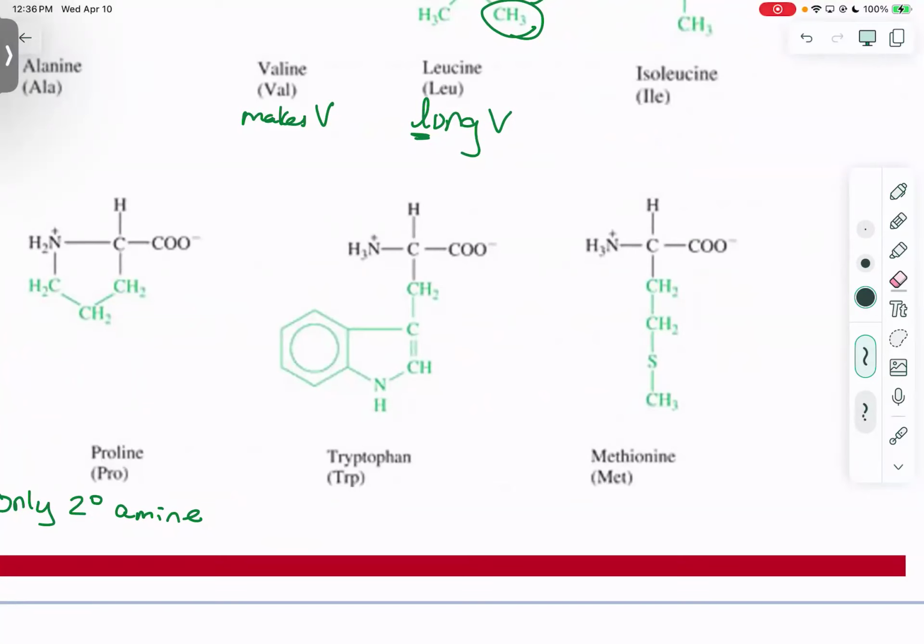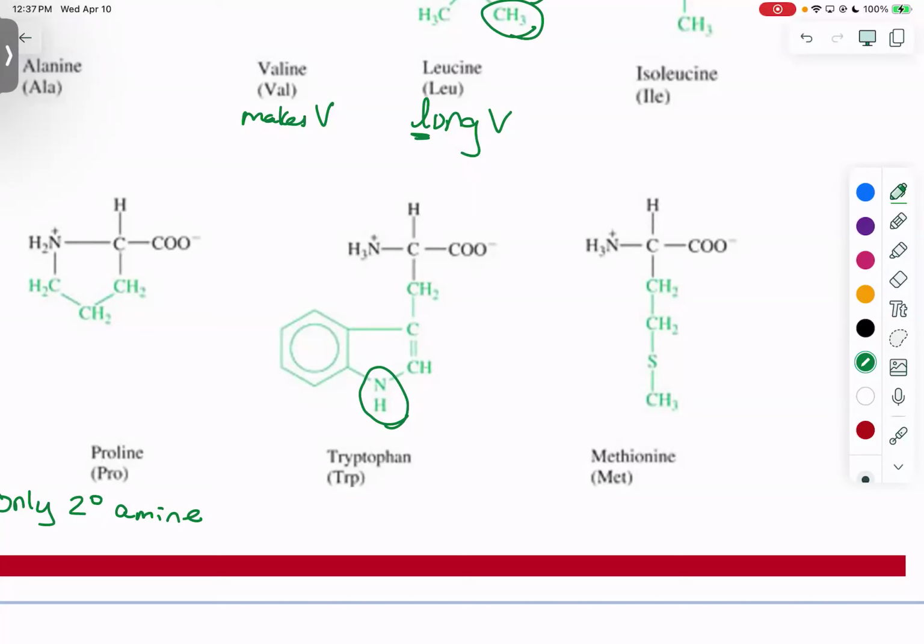Tryptophan. Tryptophan is very similar to phenylalanine. It has that same benzene ring, but then it also has a nitrogen group right here. So it's not completely nonpolar. It does have an amine there, but the benzene ring is so big that it kind of overpowers the amine. So we typically classify it as being nonpolar.